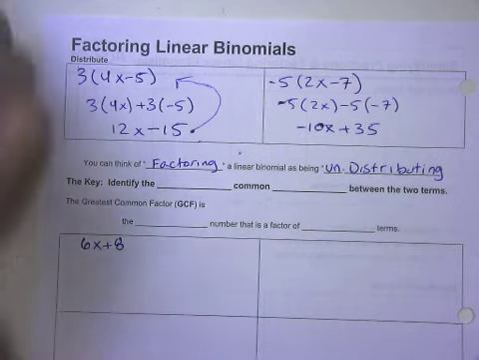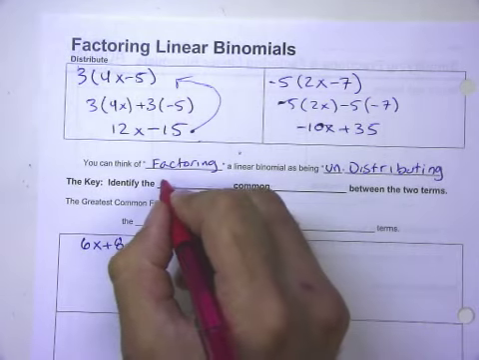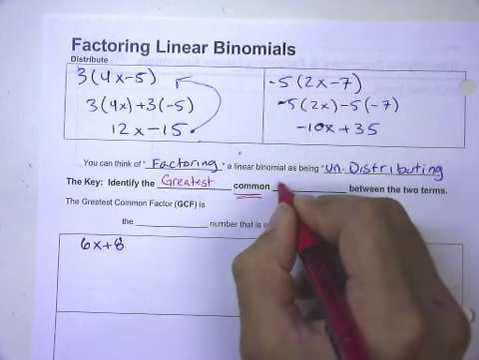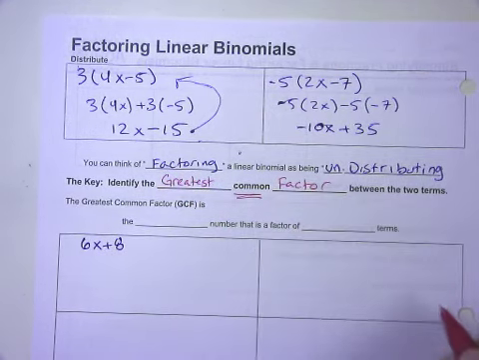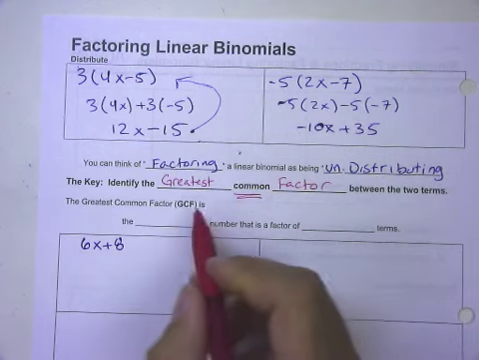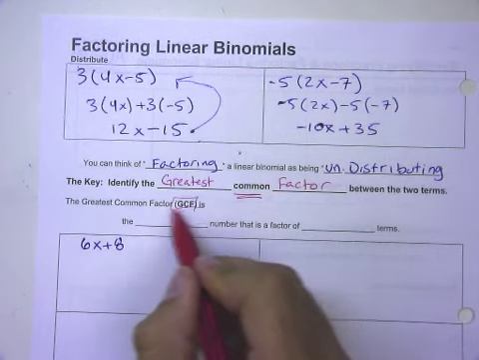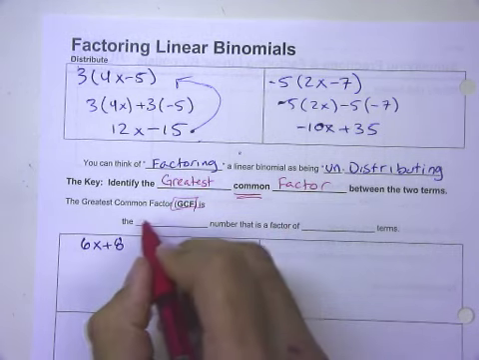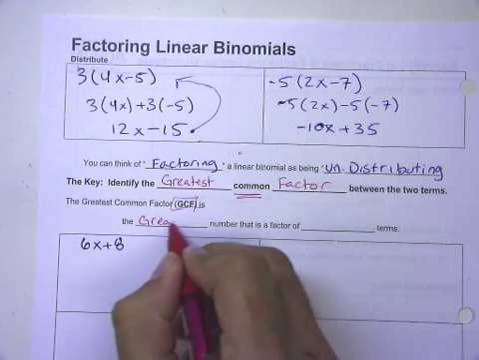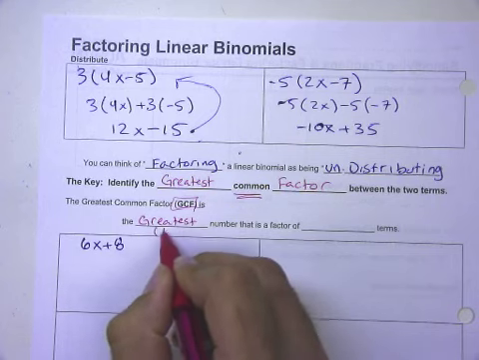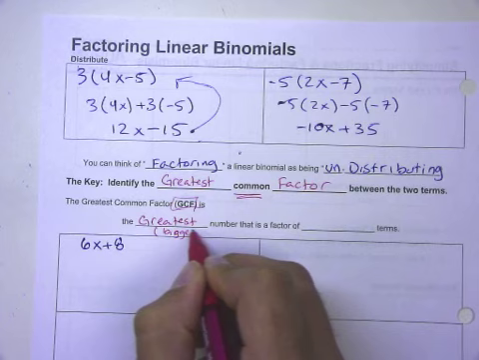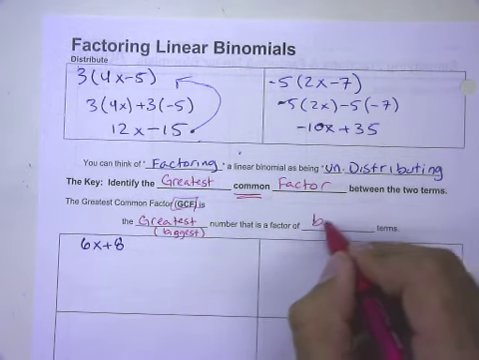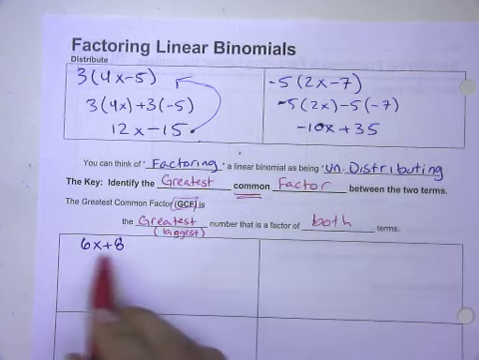So the key to being able to do this is going to be to identify what we call the greatest common factor. All right, what does that mean? Greatest common factor between the two terms. The greatest common factor, you're going to hear this a lot. We'll usually abbreviate it with just the letters GCF. The GCF is the greatest, in other words, the biggest number, but we're going to go ahead and use the word greatest, but in parentheses underneath if you want to, you can write biggest. It's not really the right word, but that's okay. The biggest number that's a factor of both terms. All right, it's a factor of the 6x and the 8.